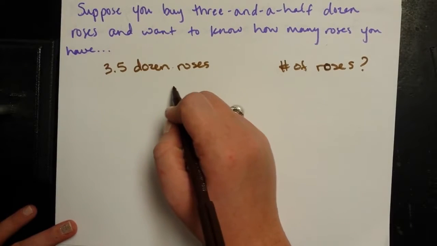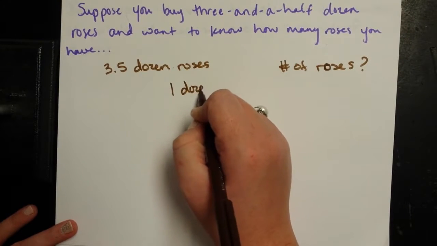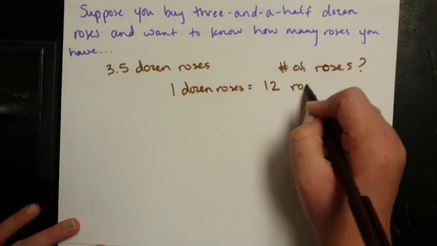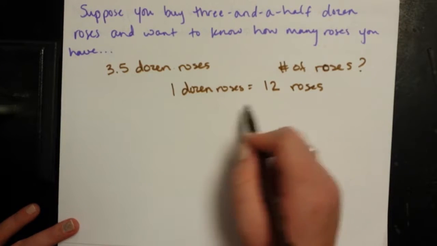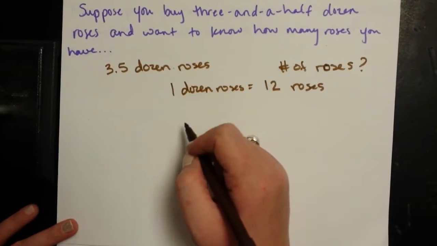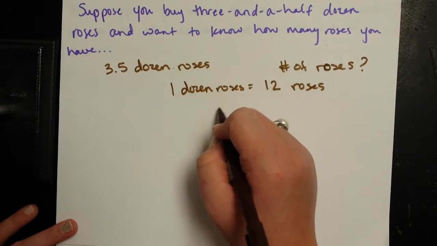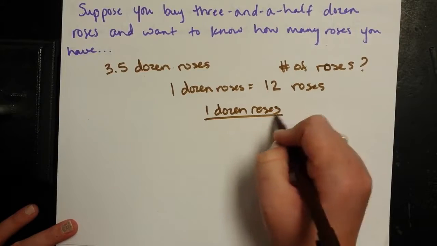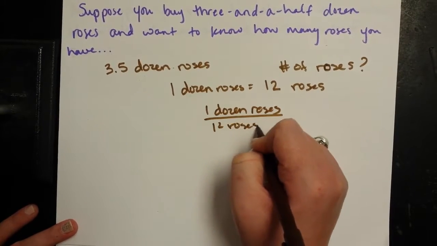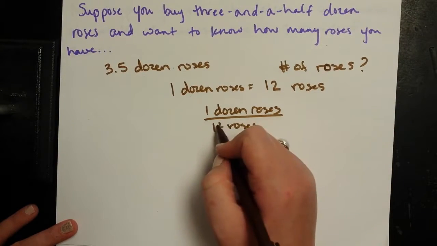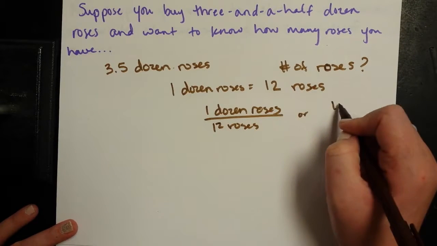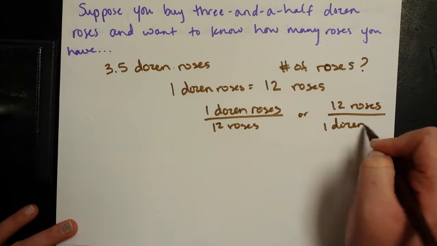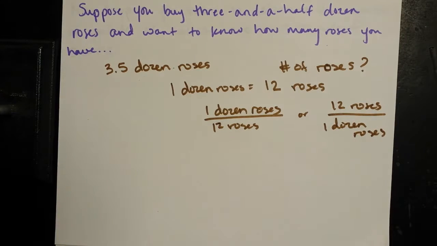Okay, so we know that 1 dozen roses is equal to 12 individual roses. And we can write this equality as a conversion factor to be used in dimensional analysis. So we can say that 1 dozen roses over 12 roses is equal to 1, so this can be used as a conversion factor. Or 12 roses divided by 1 dozen roses, and that would also be equal to 1.